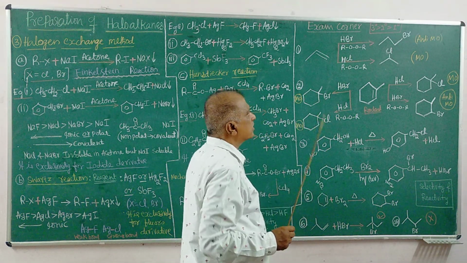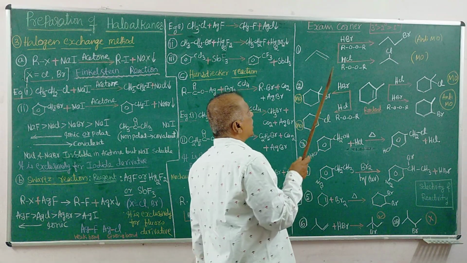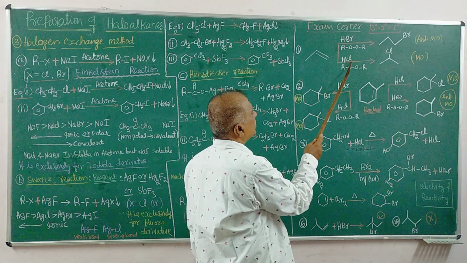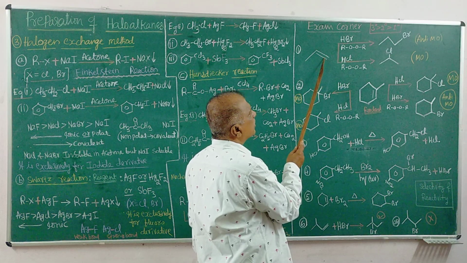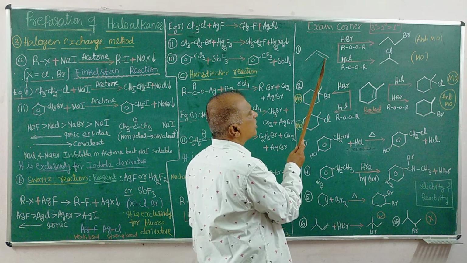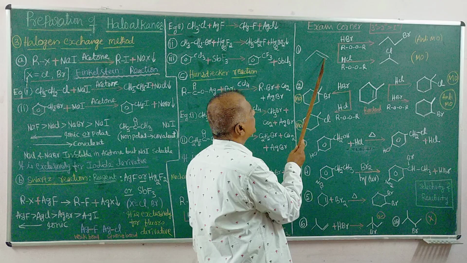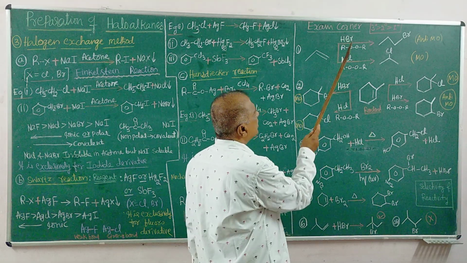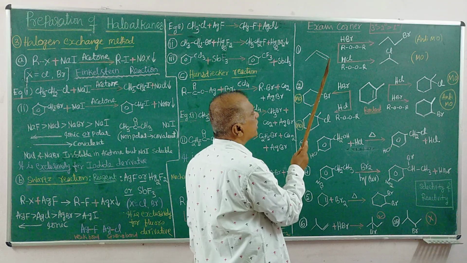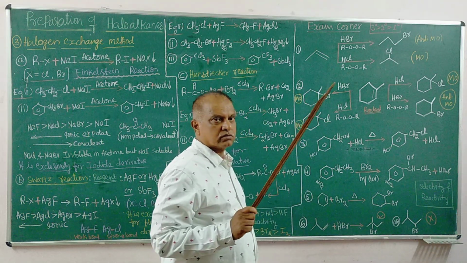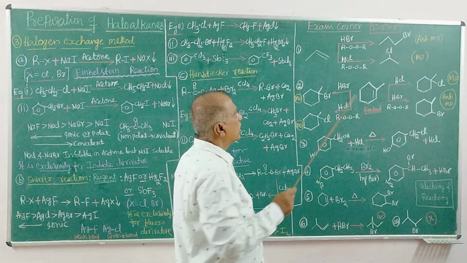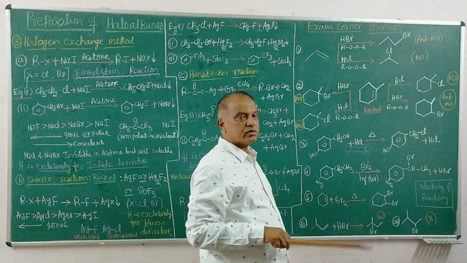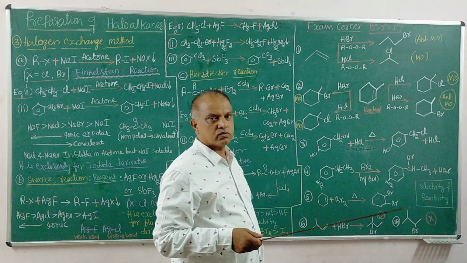I'll tell you the reason. What is Markovnikov's rule? It is the addition of HBr or HCl to an unsymmetric double bond. To this double bond an unsymmetric molecule, HBr, is added. Usually the hydrogen goes to the carbon containing more hydrogens, and bromine to the carbon containing fewer hydrogens. That is Markovnikov's rule.